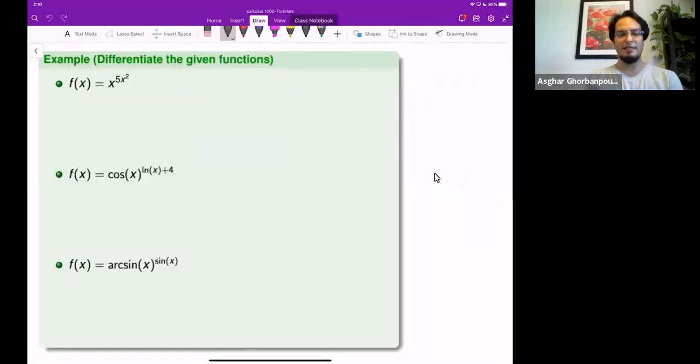Find the derivatives of the given function. You look at this function, the first thing you notice is that these are all some kind of exponential. Well, let me recall something.